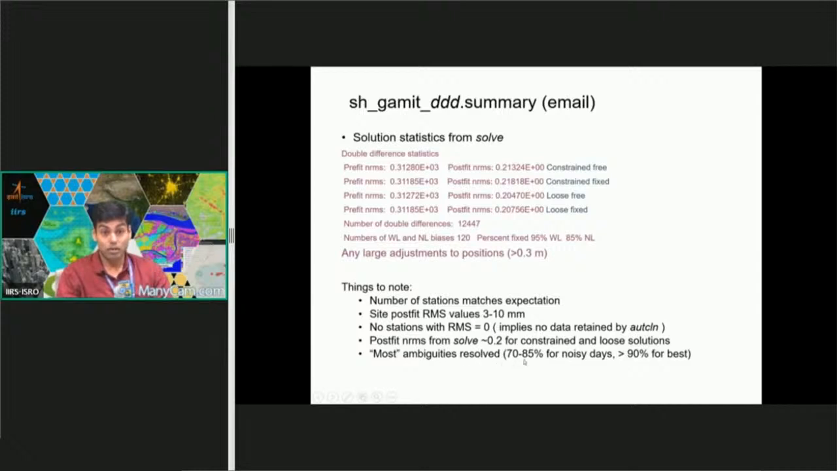And the ambiguity resolution solves 70 to 85% for a noisy day and greater than 90% for the best day. So a noisy day can be, for example, if there is rainfall, it can produce 70 to 85% and some other, due to some other reasons also. And if it is a perfect sunny day, it will have greater than 90% for the best.